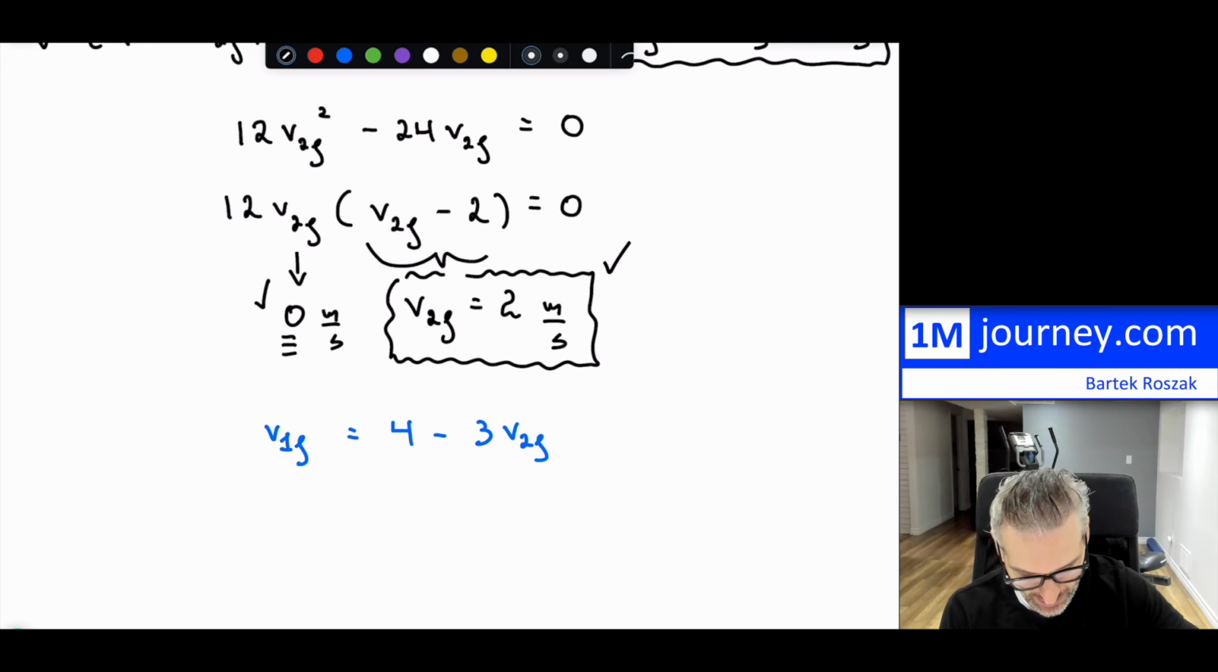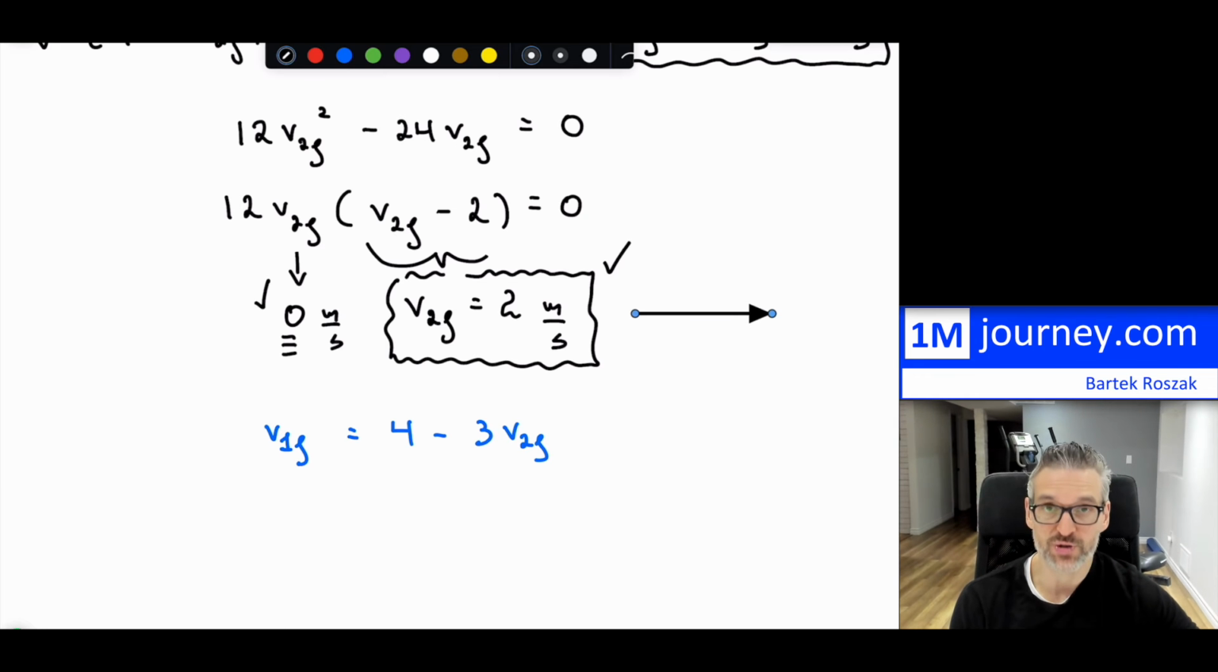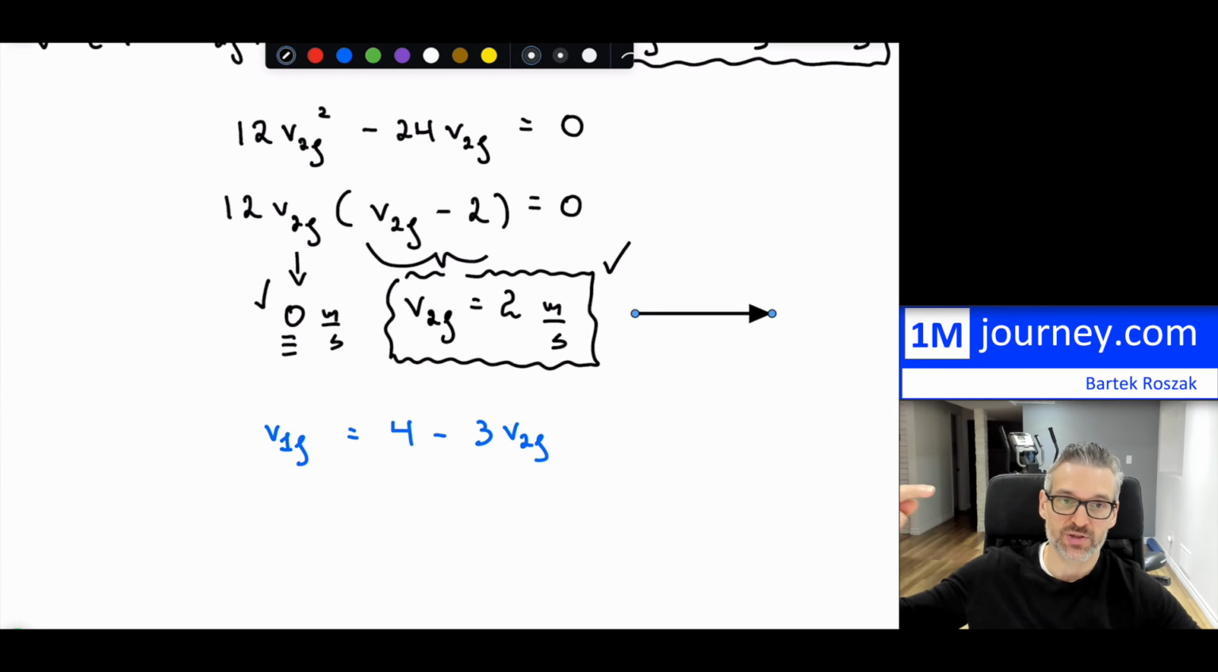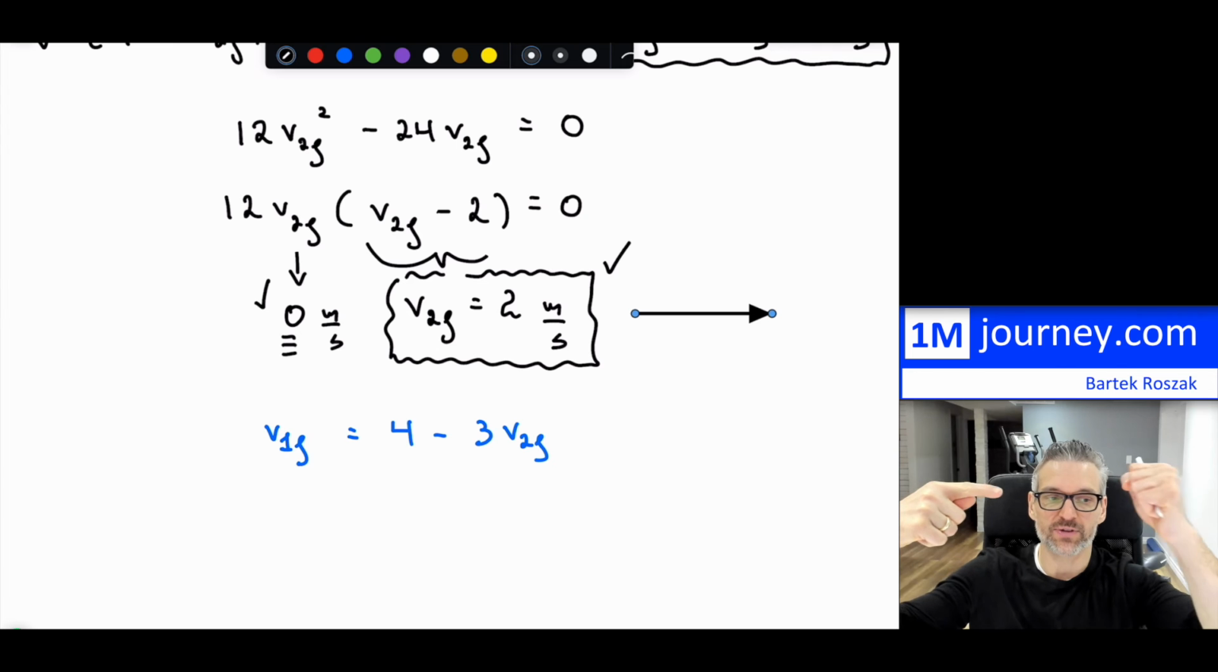And what does this mean? This is positive in here, so this ball, and that should make sense to you if one of them is moving towards it, and then you have the other one which is stuck.